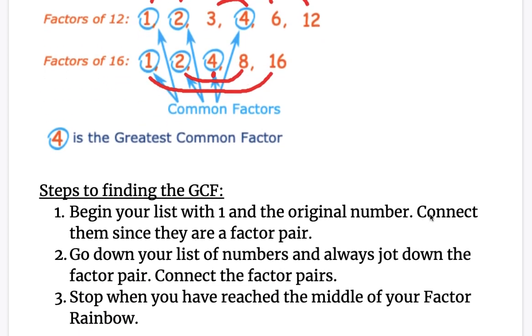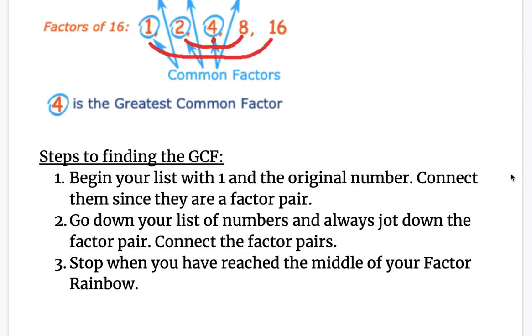The steps to finding the GCF is something that you might want to jot down in your notebook. So first, you're going to begin with your list with 1 and the original number, and make sure you connect them since they are a factor pair. They multiply together to get to that number. Then you're going to go down your list of numbers and jot down the factor pair. Make sure you connect the factor pairs. You're going to stop when you reach the middle of your factor rainbow, and we call it a rainbow because it creates the arches like a rainbow. So make sure you jot this down into your notebook, and then we're going to go over some examples.